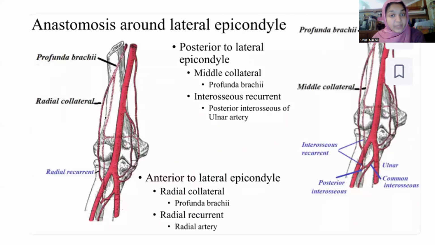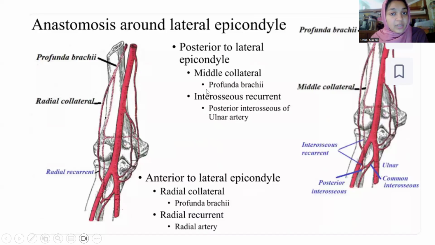Anastomosis around the lateral epicondyle. Now, anterior to lateral epicondyle, we have the radial collateral artery, which was a branch of the profunda brachii artery. We were also calling it the anterior descending branch of the profunda brachii artery. It was anastomosing with the radial recurrent artery. Why recurrent? Because it's going against the blood flow of the radial artery. They're both happening in front of the lateral epicondyle.